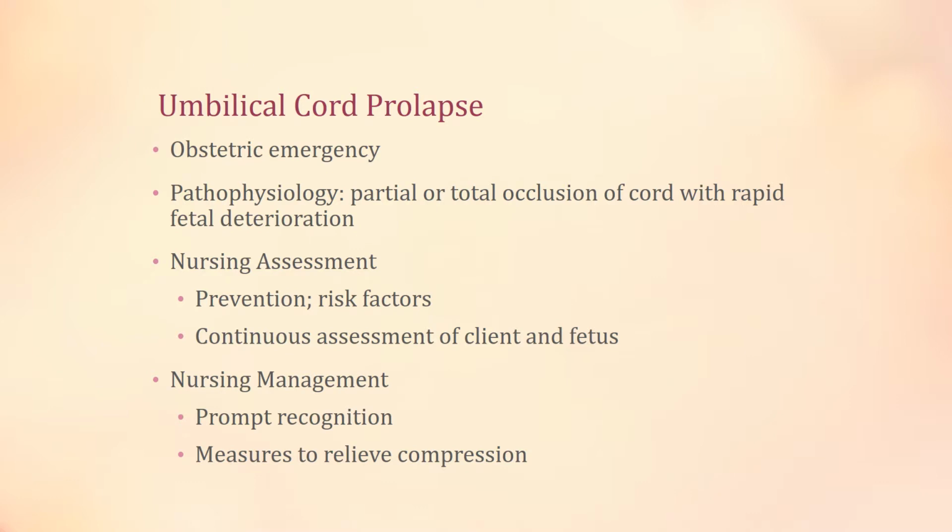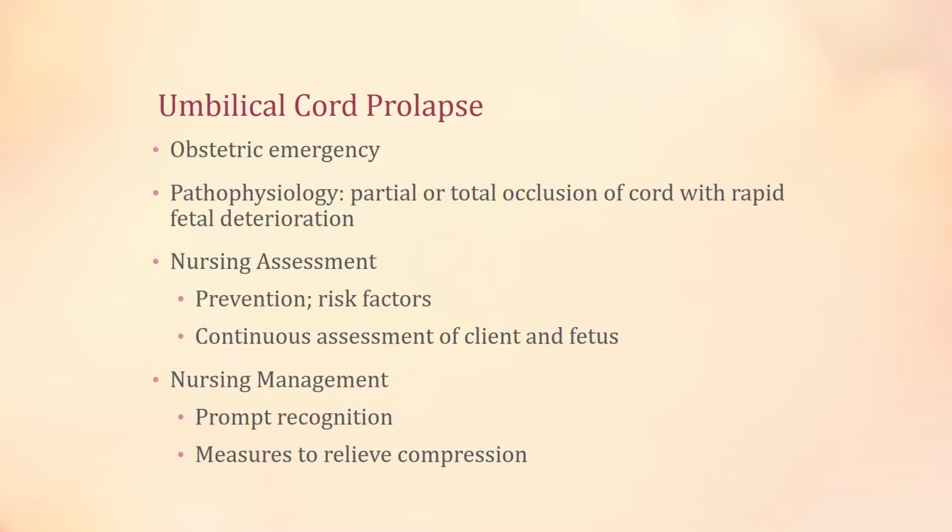Umbilical cord prolapse is an obstetric emergency. This is whenever partial or total occlusion of the cord happens with rapid fetal deterioration. Sometimes you will see the cord, and sometimes it will not be where you can see it, but you can tell from the fetal monitor that there is some type of cord compression because there is rapid deterioration of the baby. The nursing part for us is that we prevent the risk factors with continued assessment of the client and the fetus, and we need to recognize this promptly.